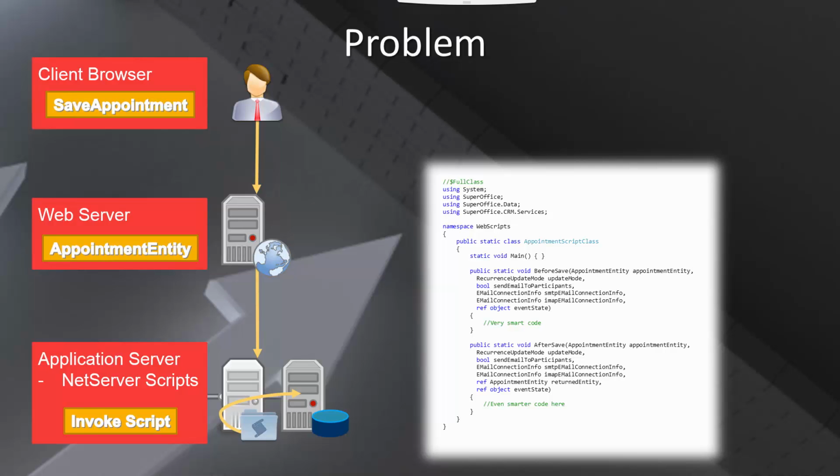So as shown here, anything you set to event state in the before save method will be passed on to the after save method. And any changes you make to the event state there will be passed on to the after save async event, which is not shown here.